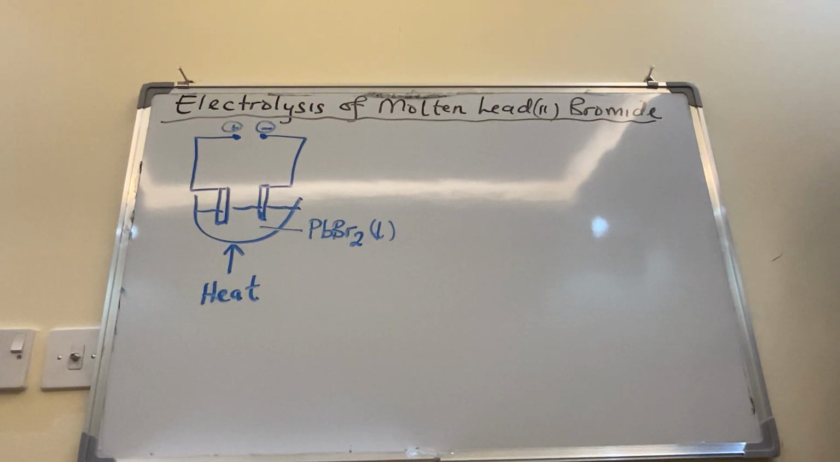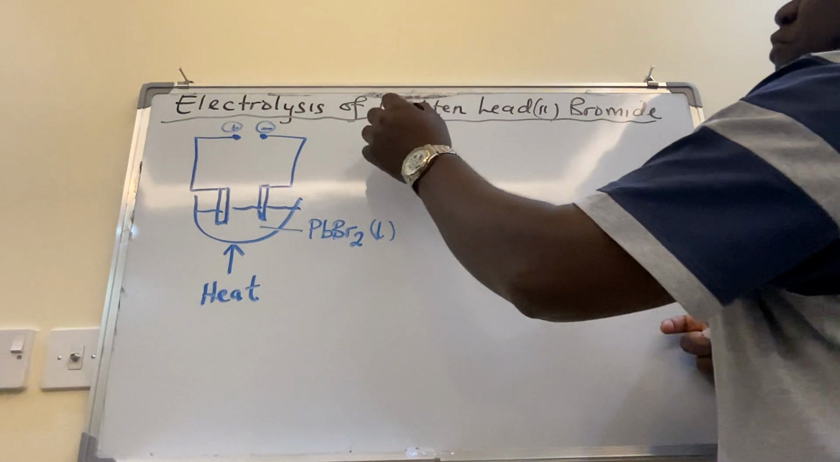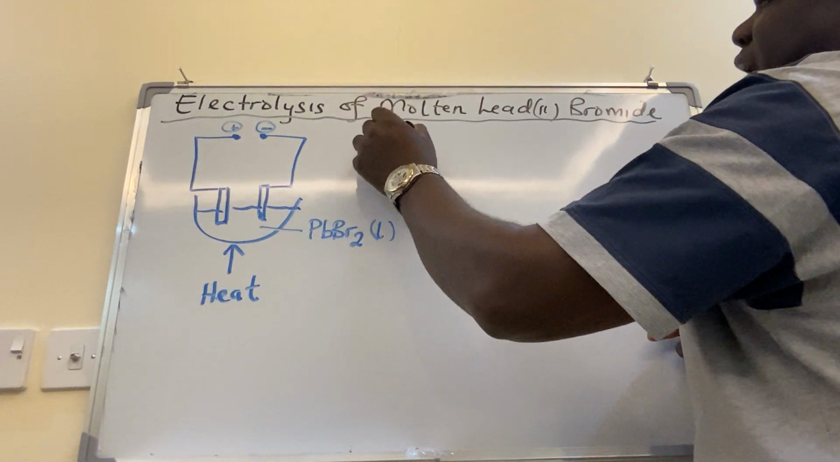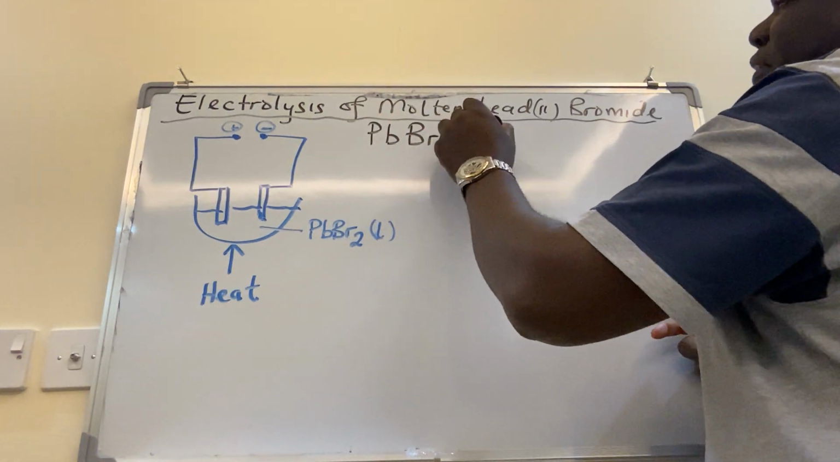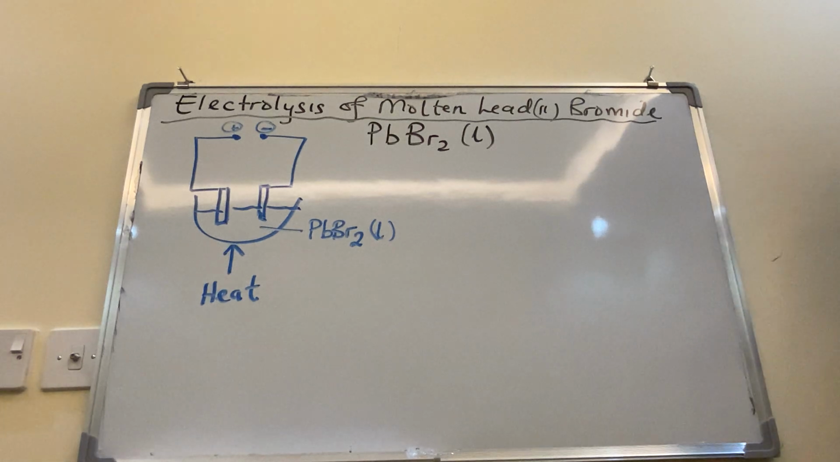Please remember that we are saying molten lead bromide, meaning we have just taken the salt lead bromide and allowed it to melt. That's why it's molten. So it's just lead bromide, and we put the symbol (l). We have not dissolved it in water.